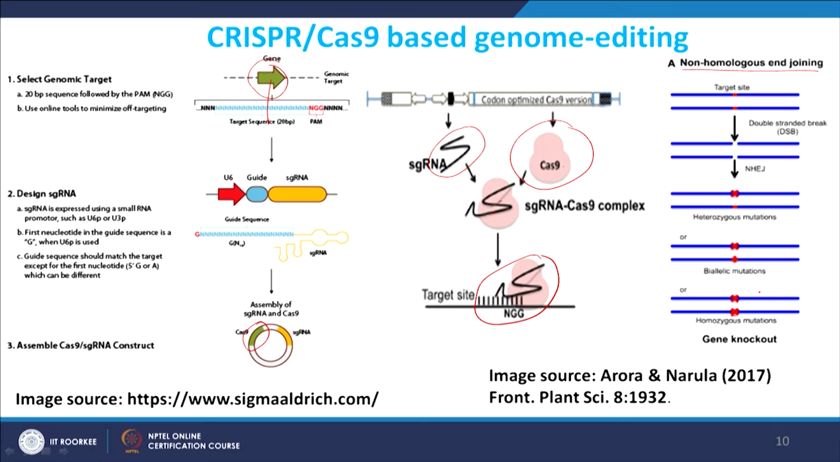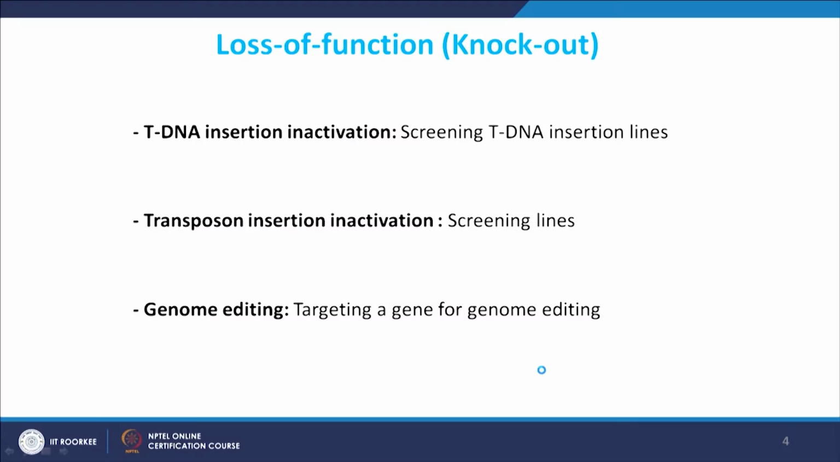But during this process, since it is an end joining mechanism, there is a possibility that you can generate a deletion or an insertion, you can disrupt the coding region, and that is how you will have a genomic disruption of a particular gene. So this is some of the methods being used for making knockout lines.